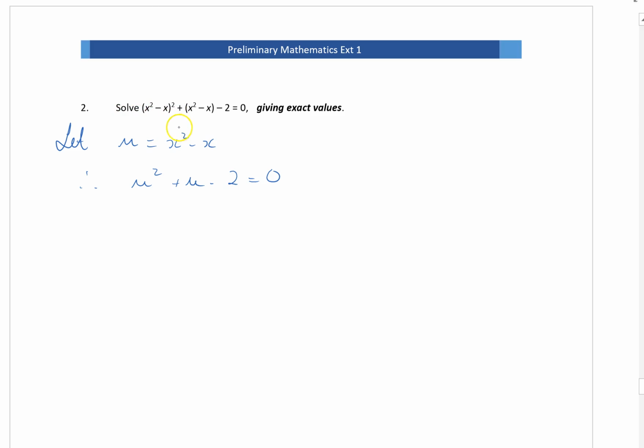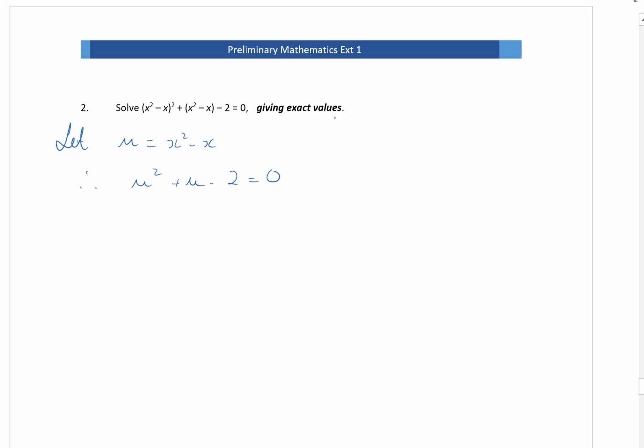Now, with this second example, hopefully you can see that the x squared minus x appears in two terms. In this term, the x squared minus x is being squared. Here, it's just x squared minus x, and then we've got minus 2 equals 0. If we were to let u be this common bracket, x squared minus x, then you can see that we've got u squared plus u minus 2 is 0. So we've got a quadratic. Now, we can solve that quadratic.